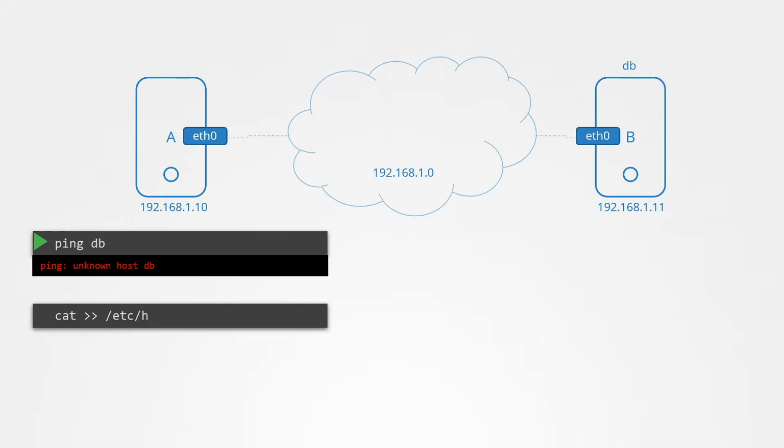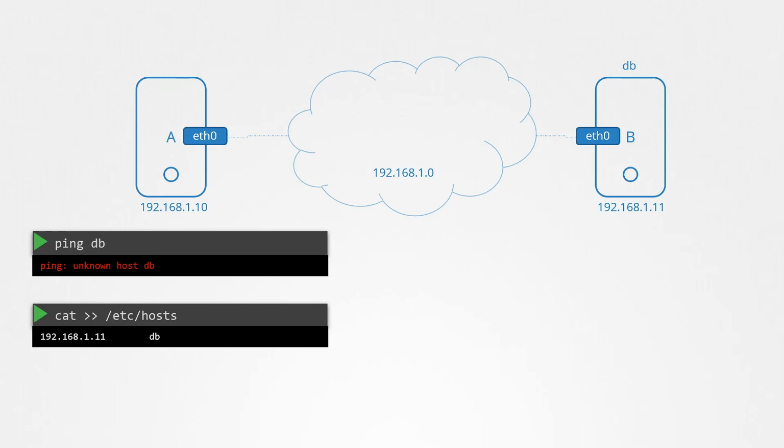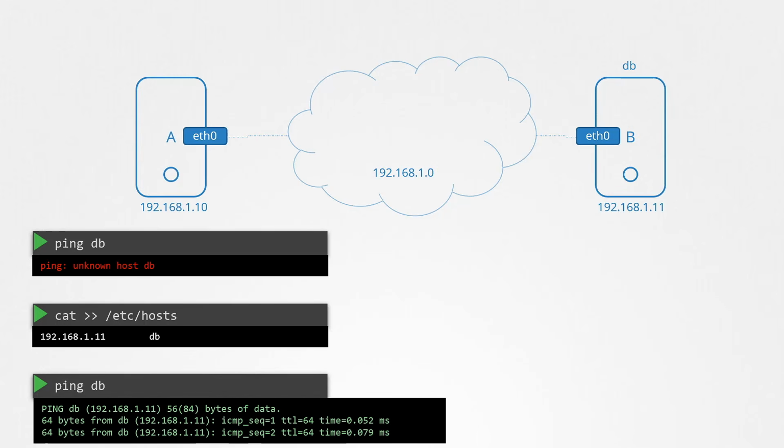You can do that by adding an entry into the /etc/hosts file on System A. Mention the IP address and the name you want your host to see System B as. We told System A that the IP 192.168.1.11 is a host named DB. Pings to DB now get sent to the correct IP and are successful.